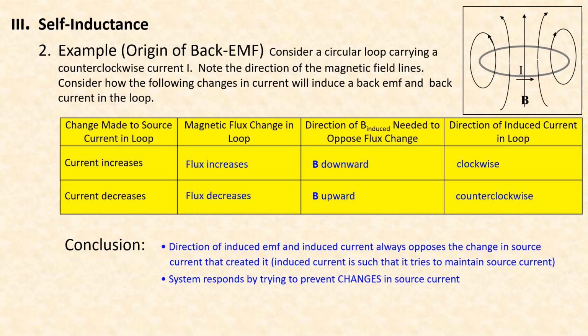In a similar fashion, when the source current in a circuit is changed, we find in this example that the system will respond by inducing a current in a direction that opposes a change in source current, in effect trying to maintain the source current status quo.